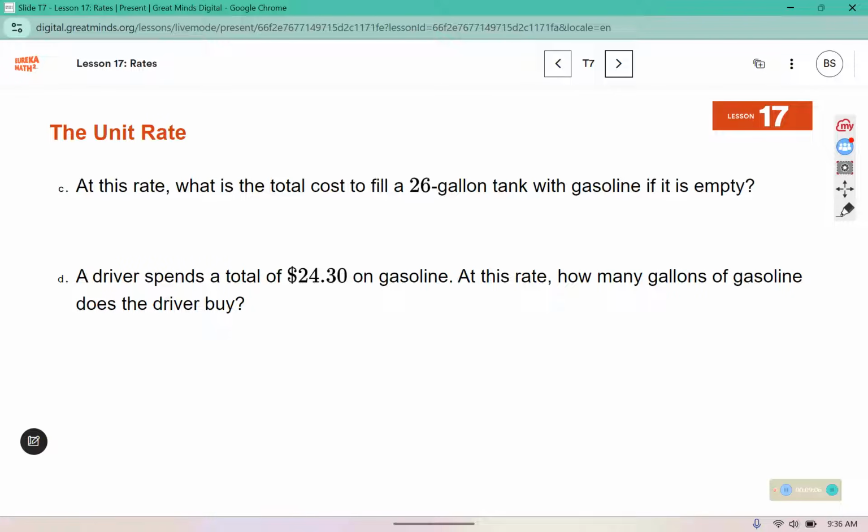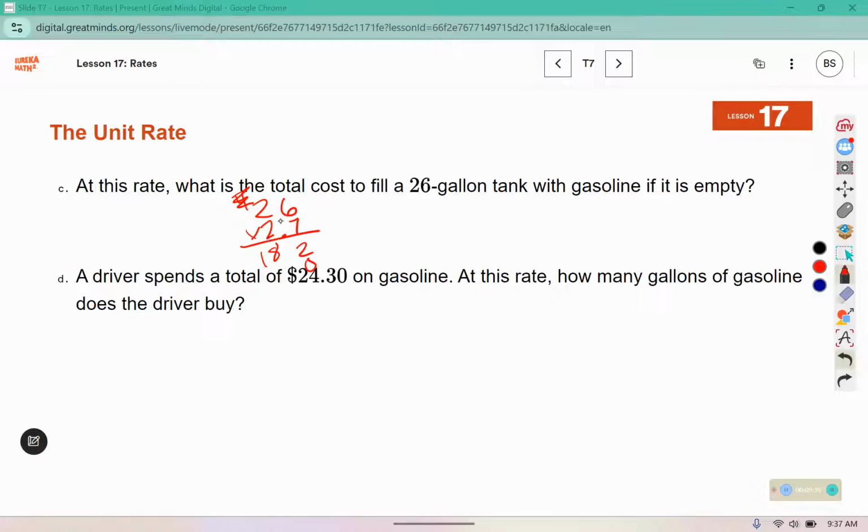At this rate, what is the total cost to fill a 26-gallon tank with gasoline if it is empty? If it's $2.70 per gallon and we want 26 gallons, we can multiply. 7 times 6 is 42. 7 times 2 is 14. Plus 4 more makes 18.